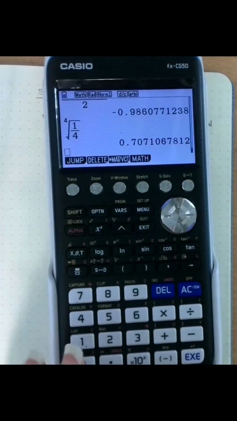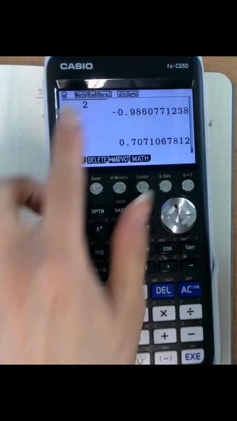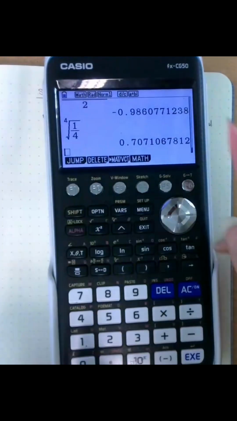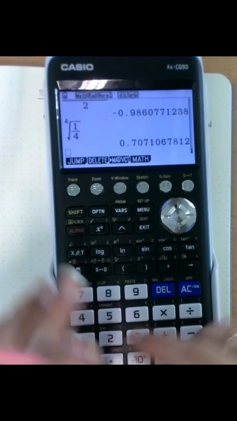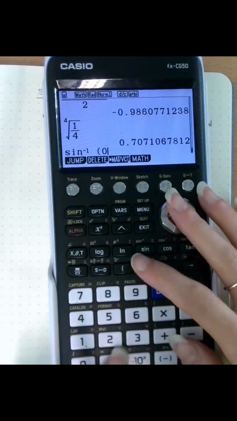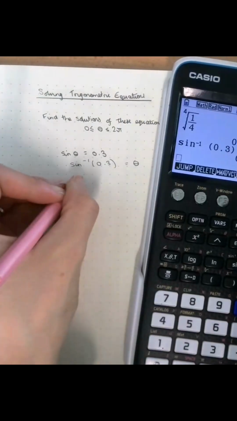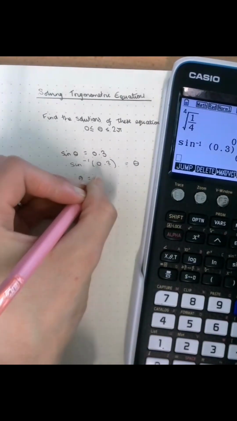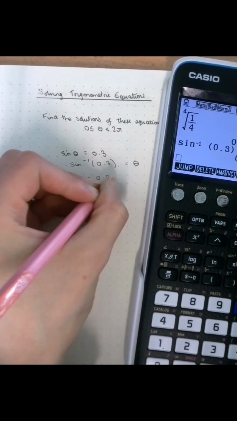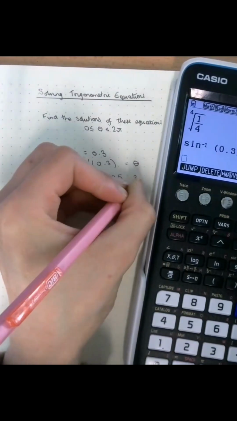Make sure that our calculator is in radians, so it has that little rad thing up there. Sine inverse 0.3, and we get that as 0.305. I'm just going to do it to 3 significant figures.